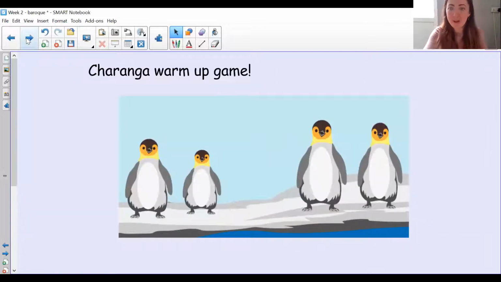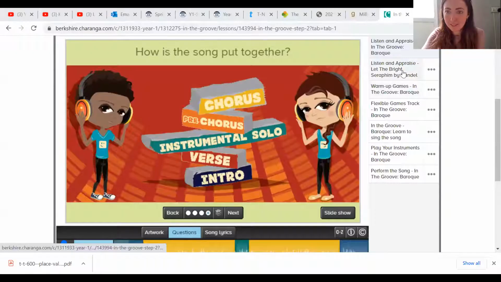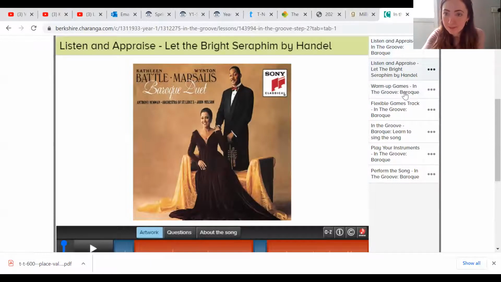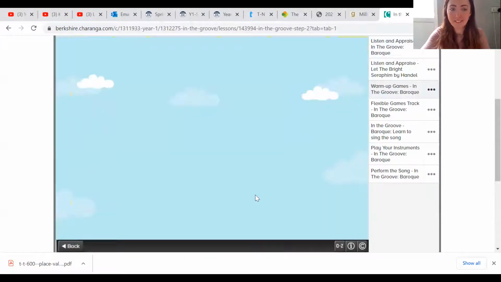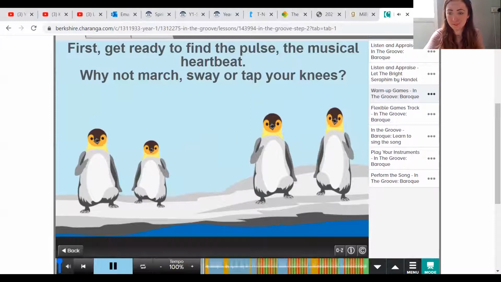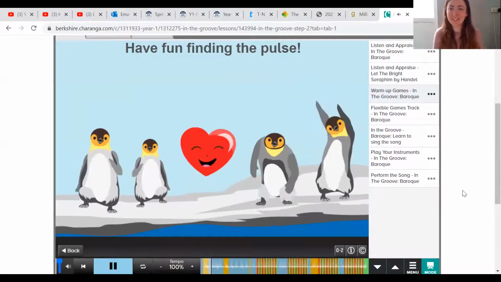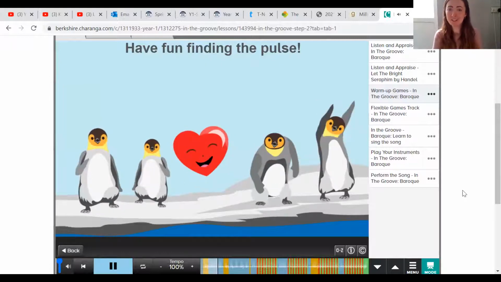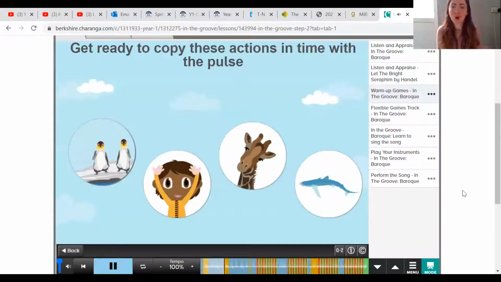Okay, so now we're going to play our Charango warm-up game. Let me share my screen again. Okay, oh, no, not that one. Okay, so remember, we're finding the pulse. We're moving to the pulse of the song. That steady beat. Like one of the penguins. Get ready to copy these actions in time with the pulse.